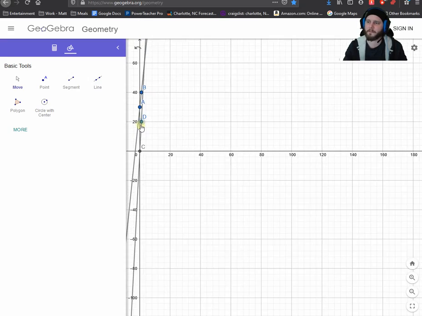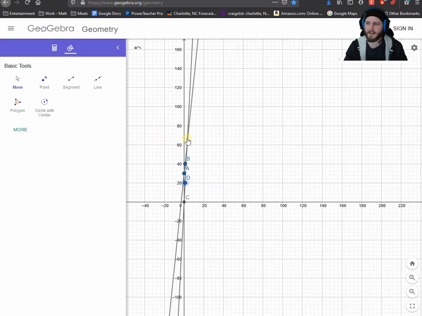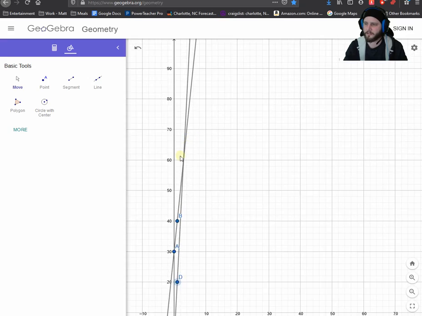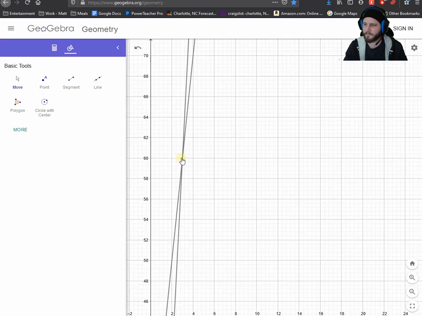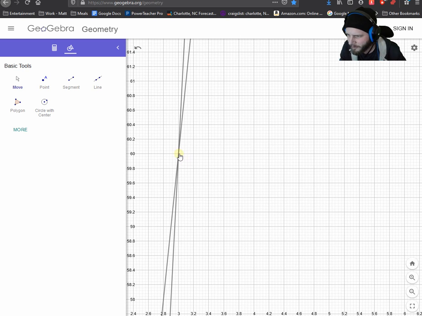I'm just looking for where they're going to end up crossing, how many hours it's going to take before they equal each other. And it looks like the point that they cross, I'm going to have to zoom in quite a bit here. It looks like they're crossing right here, which is going to be, it's going to cost $60, and it's going to be 3 hours. So that's what I'm doing for this problem.